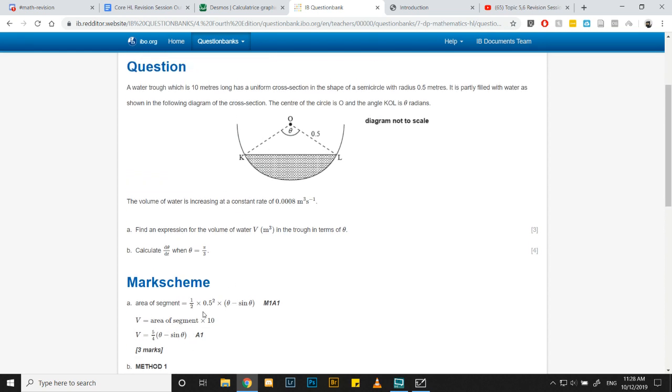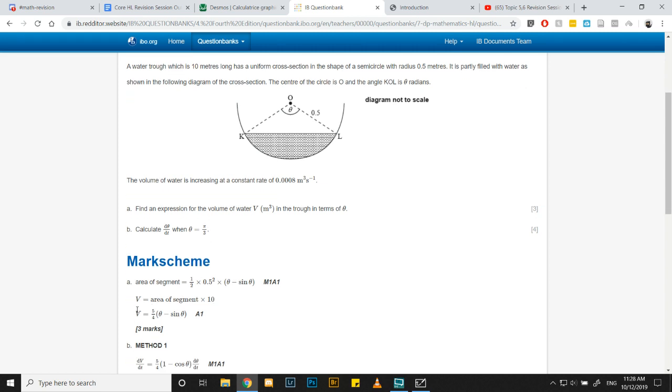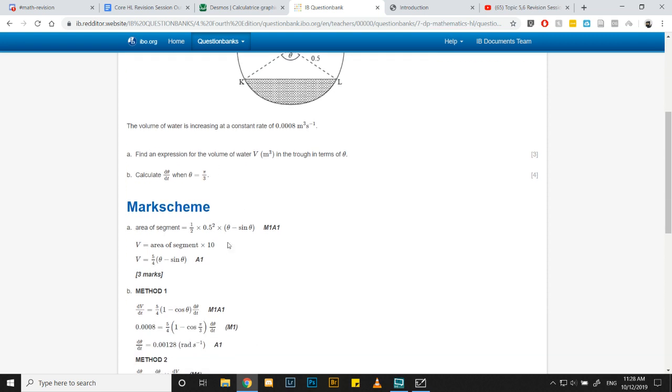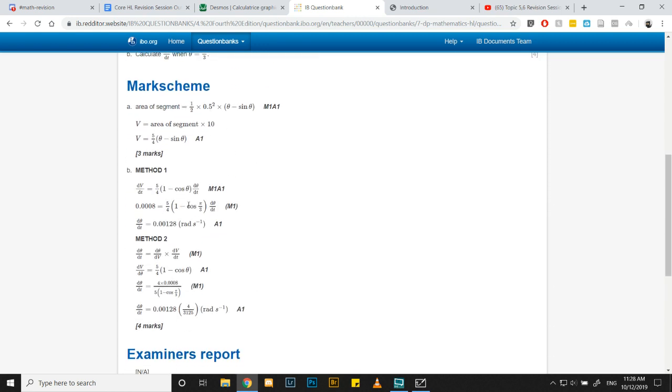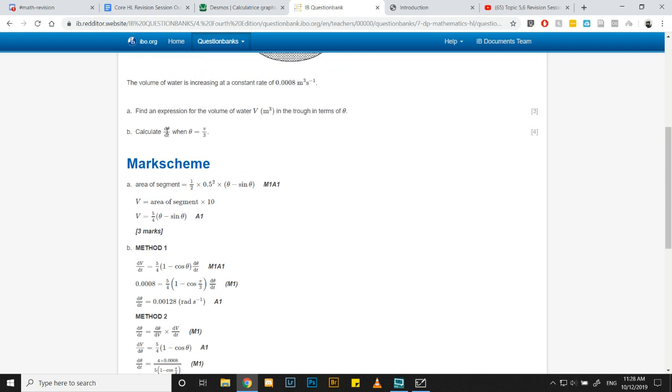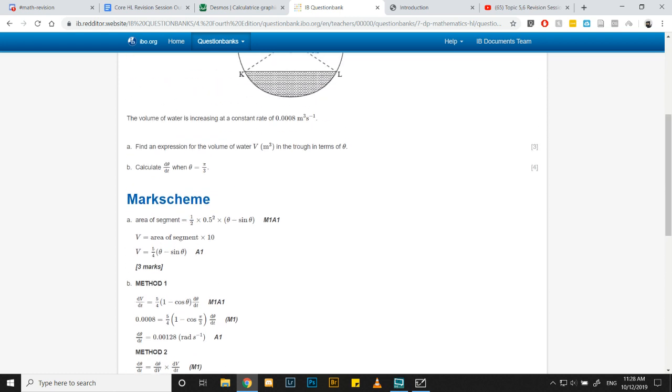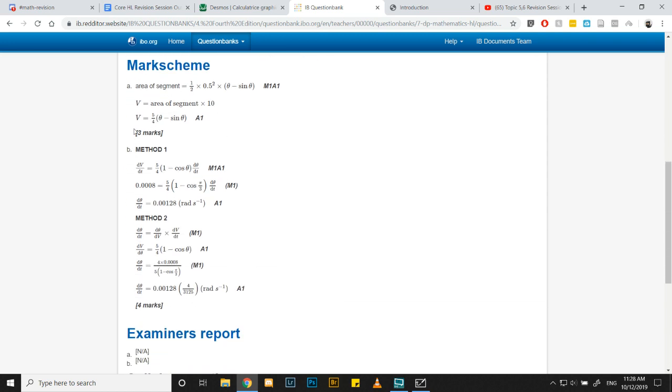So when I told you earlier how they're going to give you some information that you're going to try and manipulate, that's what I meant. So you have to try and manipulate it to get this information. Over here, they guide you towards that. So then it's calculate d theta/dt when theta is equal to pi over 3. So what you would do is differentiate all of this with respect to t, because they want d theta/dt. So currently V is equal to 5 over 4 times theta minus sine theta.